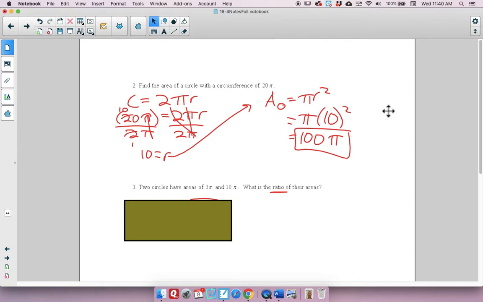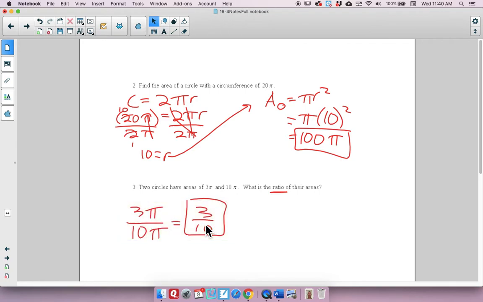Well, if I know their areas, isn't the ratio just going to be 1 divided by the other? Yeah, 3 over 10. Okay, cool.